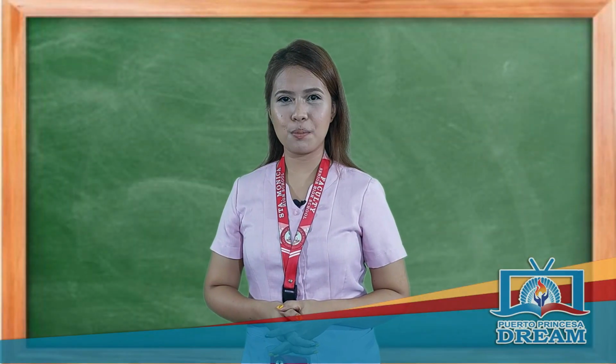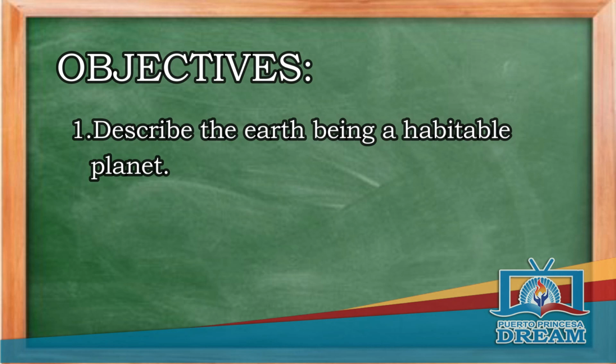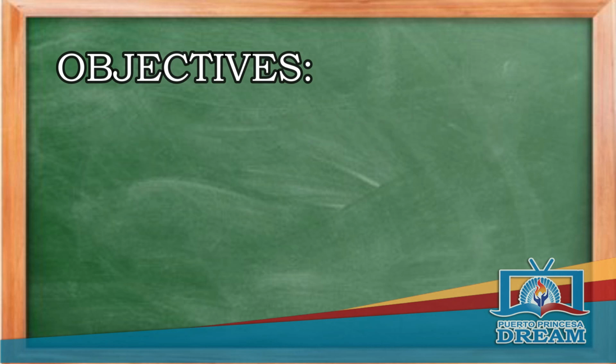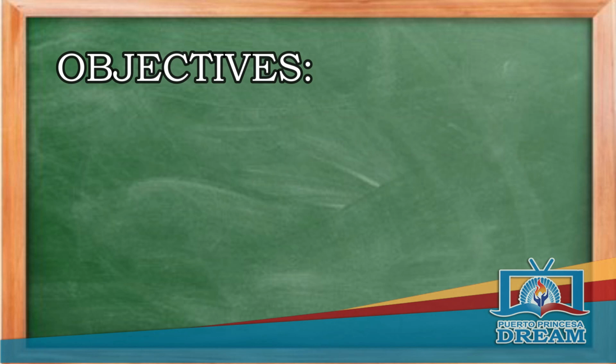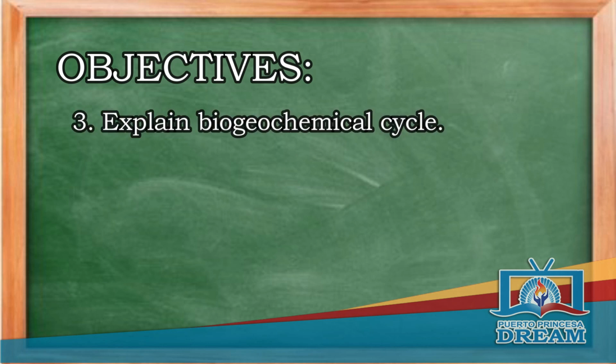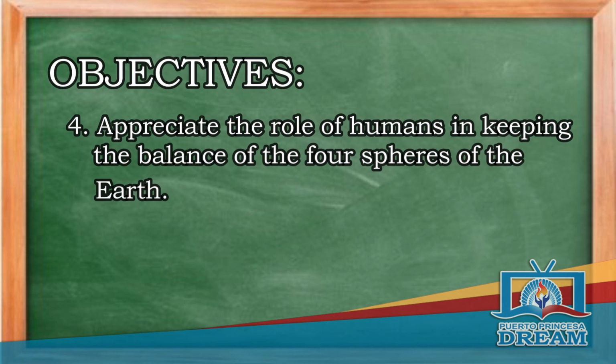After going through this module, you are expected to first, describe the Earth being a habitable planet. Second, describe the four subsystems of the Earth as to how they work interdependently. Third, explain the biogeochemical cycle. And lastly, appreciate the role of humans in keeping the balance of the four spheres of the Earth.